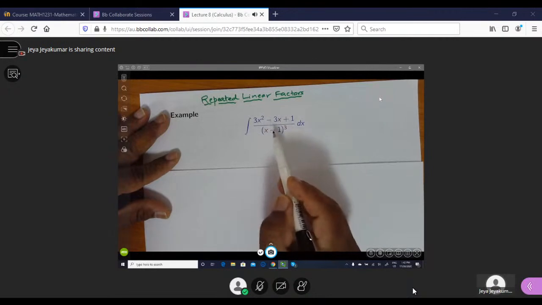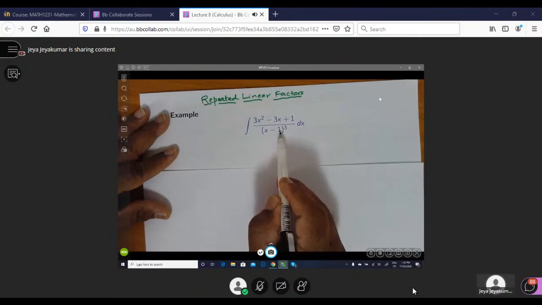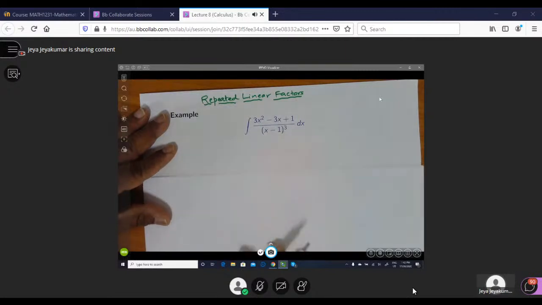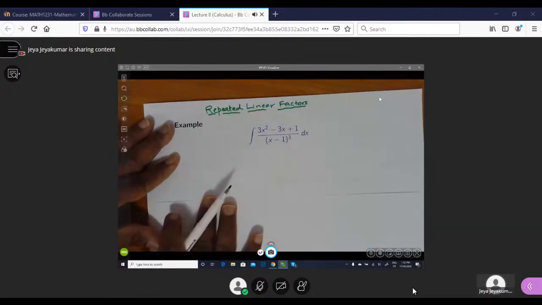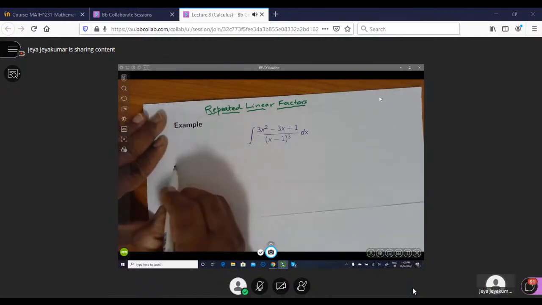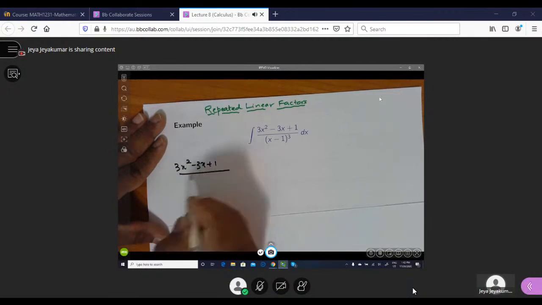rational function. The second thing you want to check is whether the denominator is completely factorized. Yes, it is completely factorized. So now the question is, how do you write this as a sum of simple fractions? Okay, let's look at that. 3x squared minus 3x plus 1 over x minus 1 cubed.